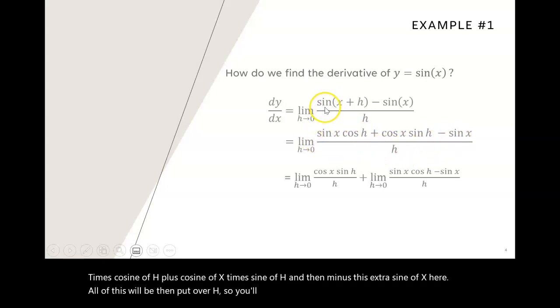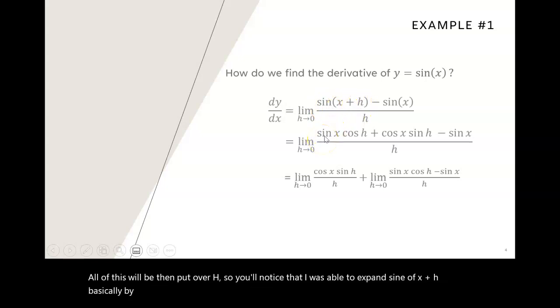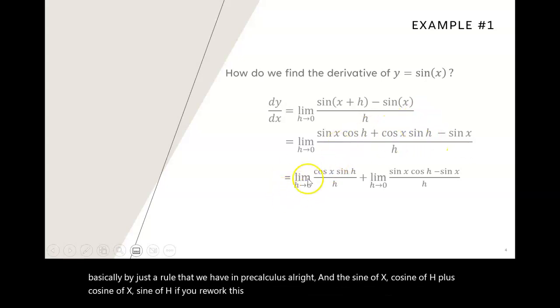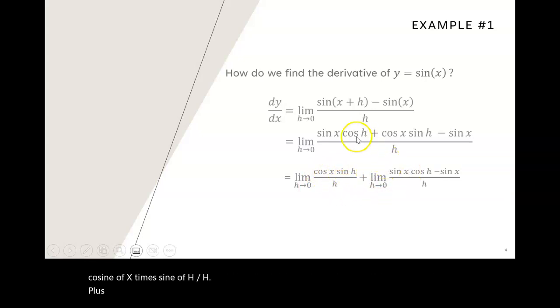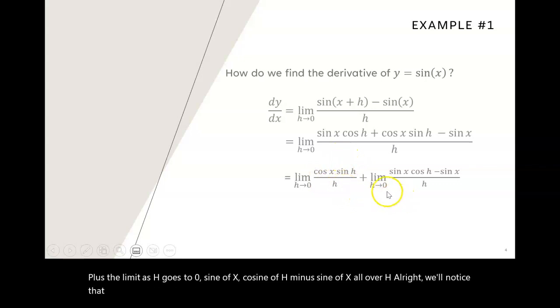So I was able to expand sine of x plus h just by a rule we have from pre-calculus, into sine of x cosine of h plus cosine of x sine of h. If you rework this a little bit by writing it as the limit as h goes to 0 of cosine of x times sine of h over h, plus the limit as h goes to 0 of sine of x cosine of h minus sine of x, all over h, we'll notice that we get some pretty nice limits right here.